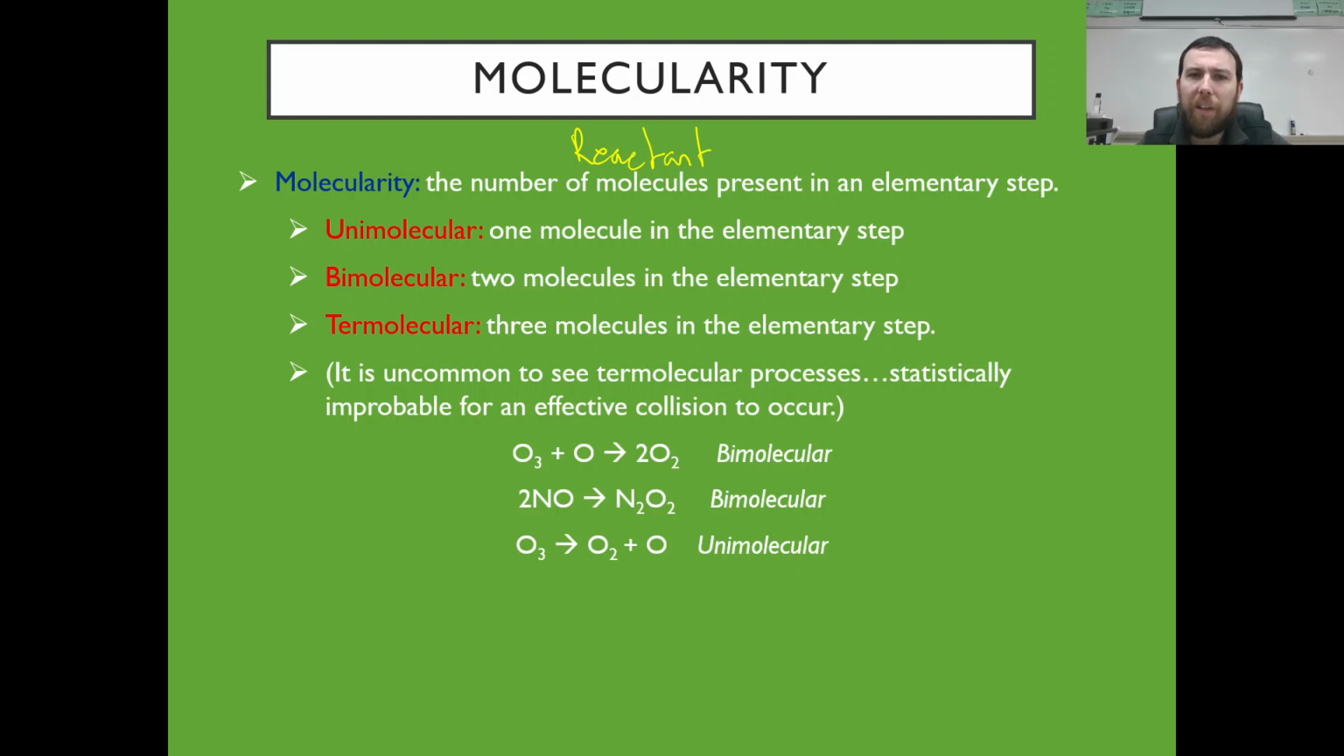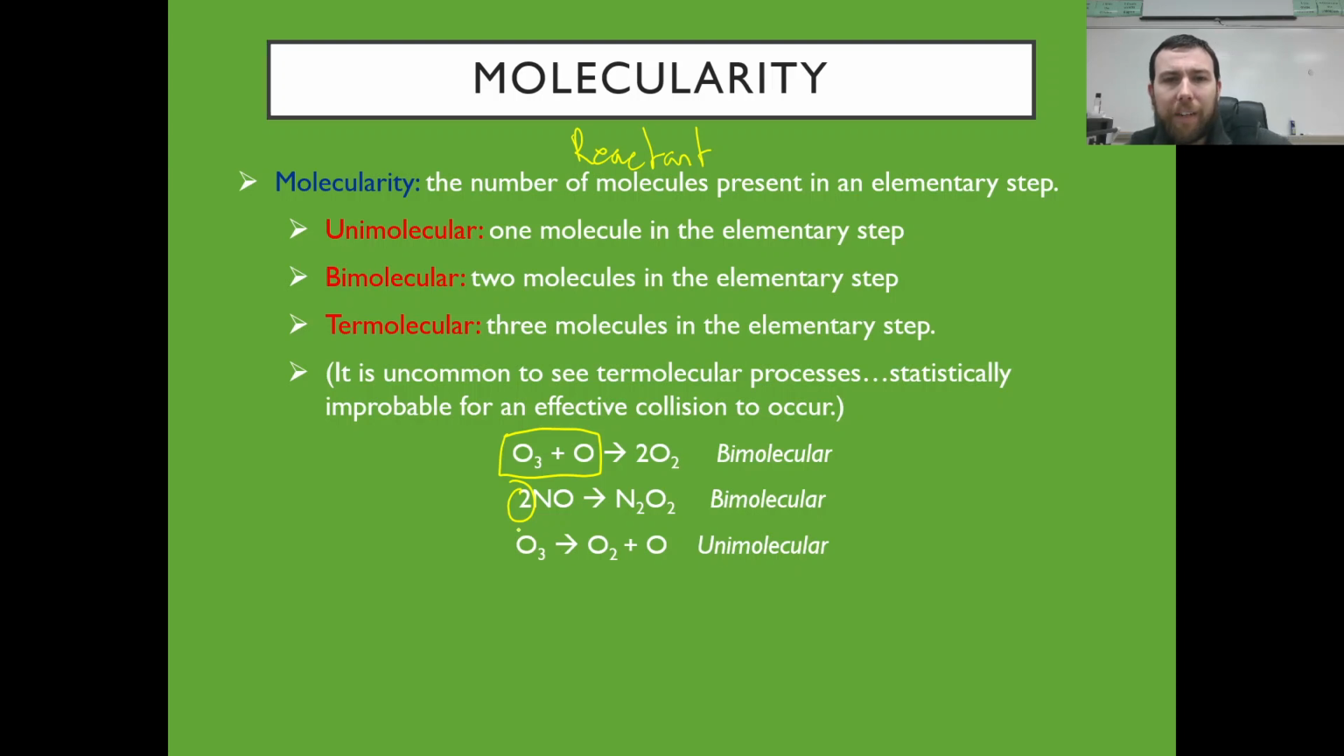And so when we look at what's been listed here, you've got three different steps or three different elementary reactions, and we can see here that the first one's bimolecular because you've got two molecules. In this case, they happen to be different, so you've got ozone and oxygen atom. For the next one, it's going to be bimolecular because you've got two nitrogen monoxide. And so those two nitrogen monoxides, even though they're the same, it is going to count towards that number of molecules that are on the reactant side. So it'd be two, so it's bimolecular.